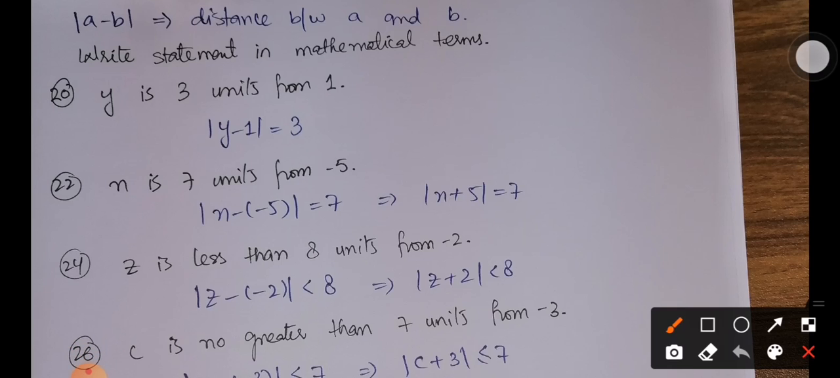Now we have some statements that we have to convert into mathematical terms. Question number 20: y is 3 units from 1. Whenever we have the expression units with any scalar, it means we are talking about the final result of the distance. And y is 3 units from 1, that is, the distance between y and 1. So the mod of y minus 1 is equal to 3 will be the corresponding mathematical expression for it. Then we have question number 22, n is 7 units from minus 5. So the distance between n and minus 5 is equal to 7, or we can write it as the mod of n plus 5 is equal to 7.